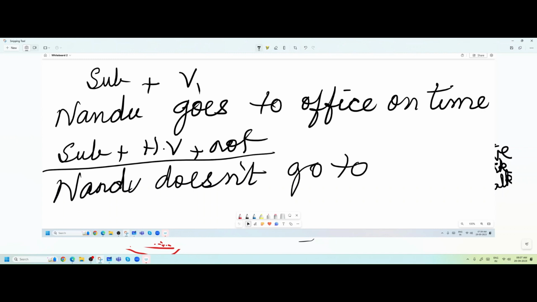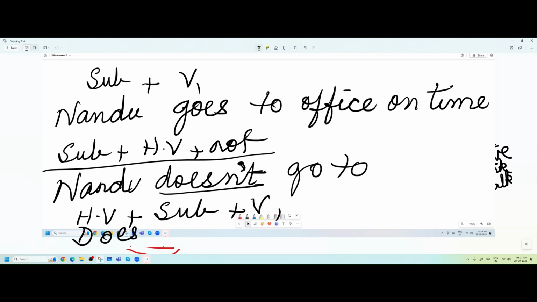Okay. Then next, if I have to make a question, so I use the word doesn't, and again I removed that particular T out of it. So the question is again helping verb plus subject plus verb in the first form. Does Nandu go to office on time?